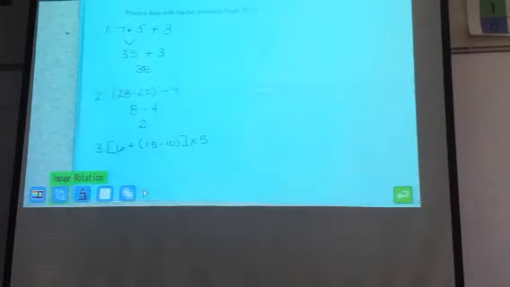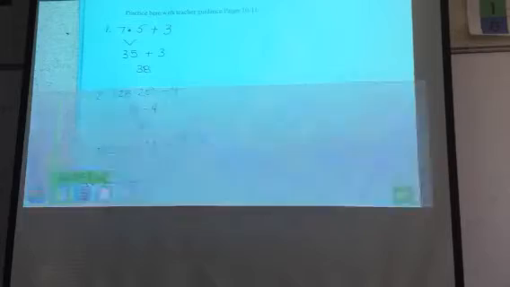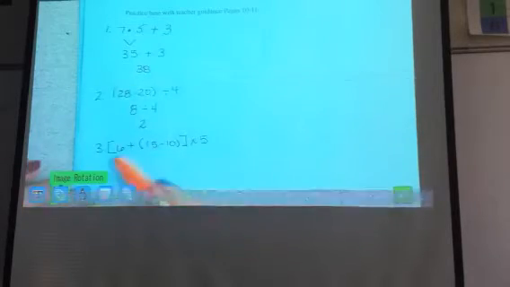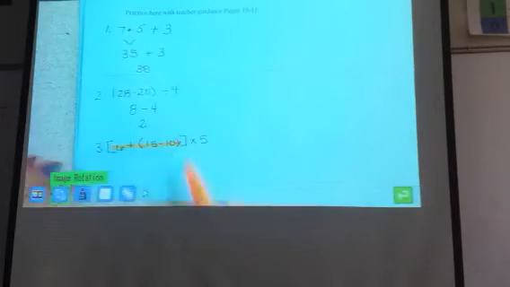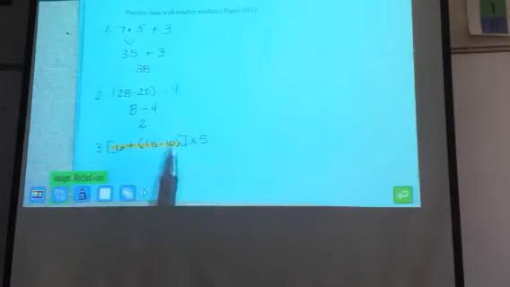Now, I know in our order of operations, it doesn't say bracket, but a bracket is just another way of having a parenthesis. So, everything right here is inside my bracket, and I need to do that part first. Inside my bracket, I have parentheses, so I'm going to do that first.